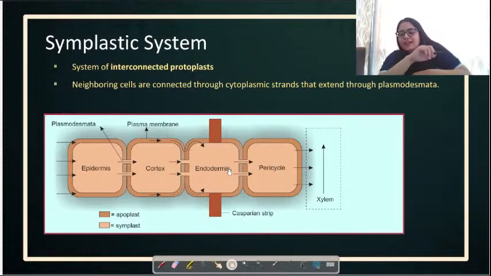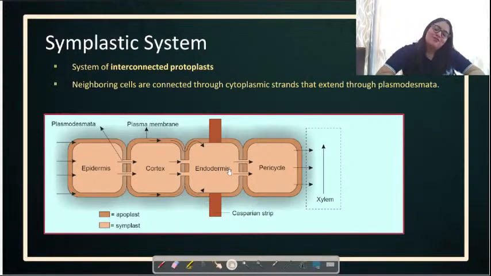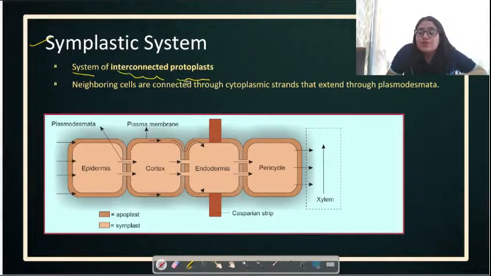Yes, exactly. Thank you, Angrila, and that's exactly what I am doing. So see here, students. What we are going to do is understand what the symplastic system is. The symplastic pathway is a system of interconnected protoplasts, right? So this is the protoplast of cell 1. This is the protoplast of another cell. So this is a protoplast, as you can see.